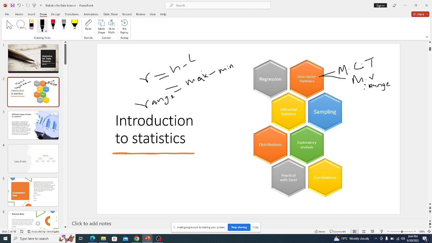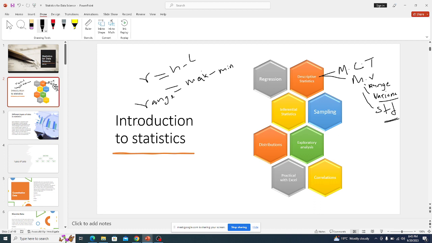Then we also have what we call variance. Under variance, we know from the definition that variance majorly shows us how far our data points are from the mean, or how our data points are spread from the mean. So we shall discuss the variance. The other measure in measures of variability is what we call standard deviation. Yes, standard deviation. We shall discuss all this.